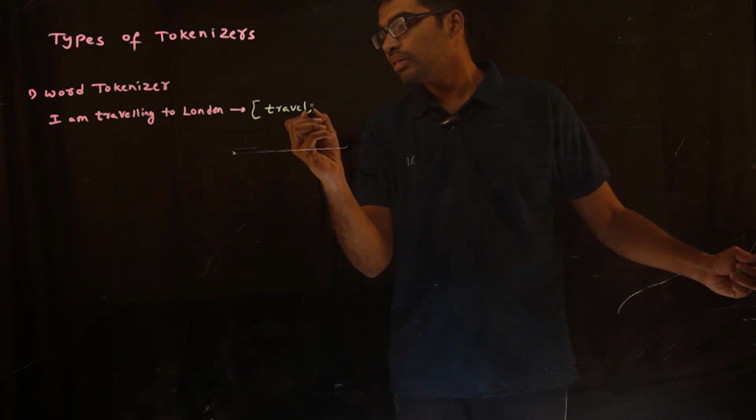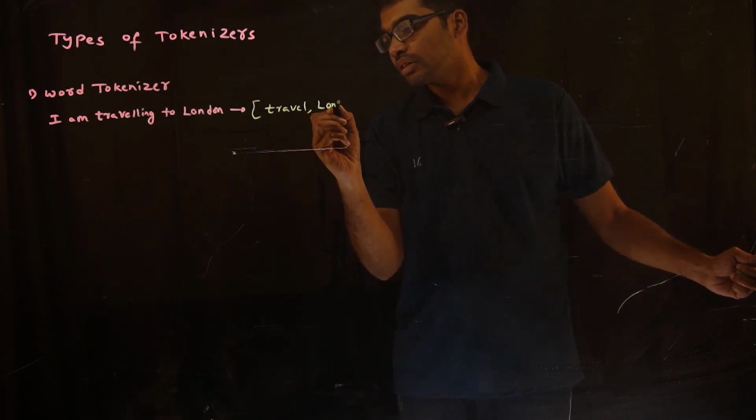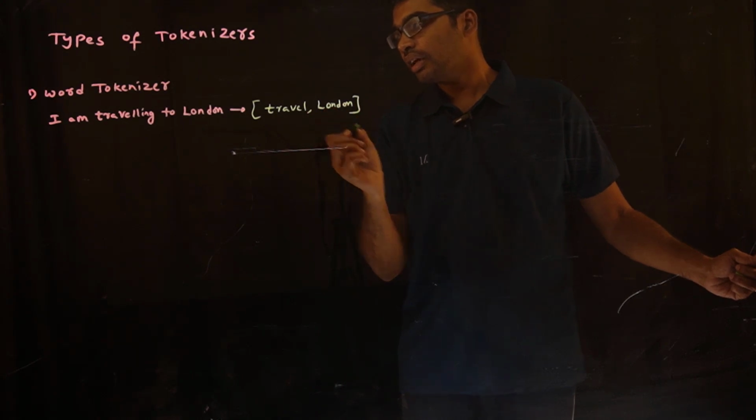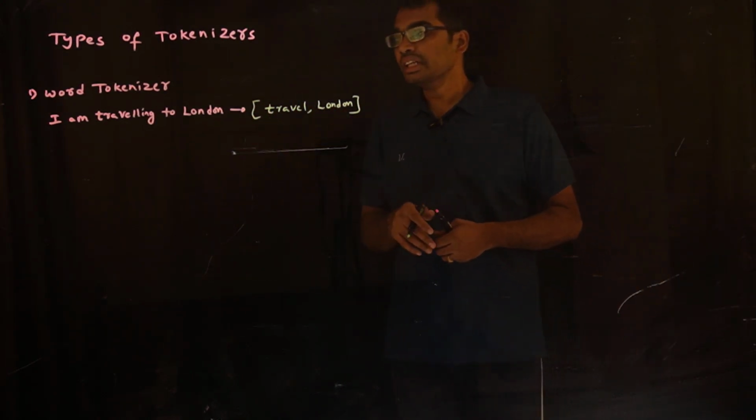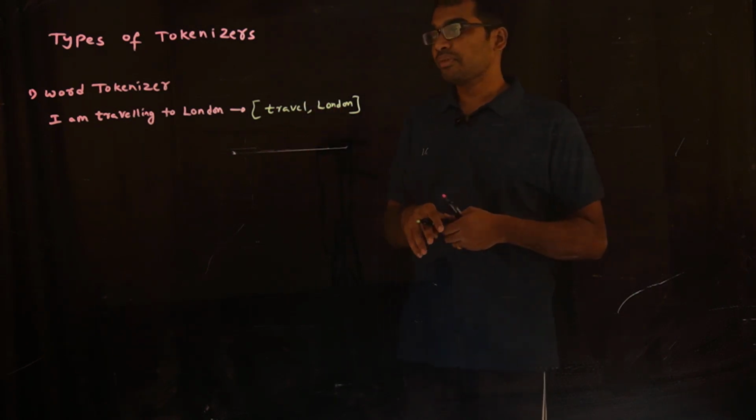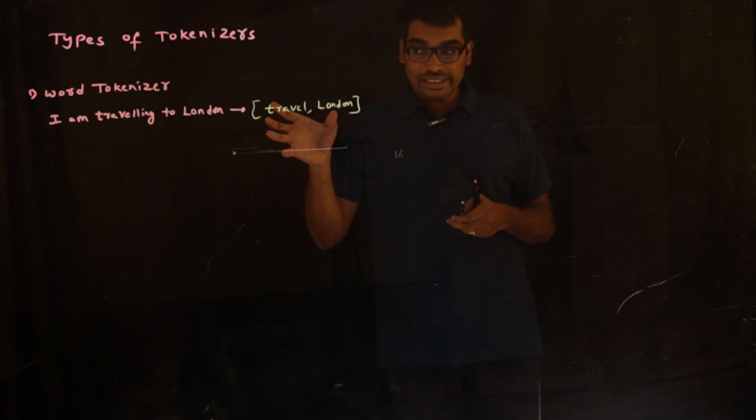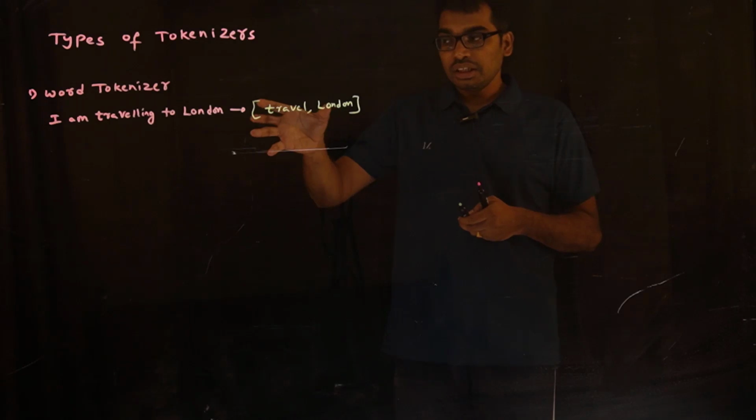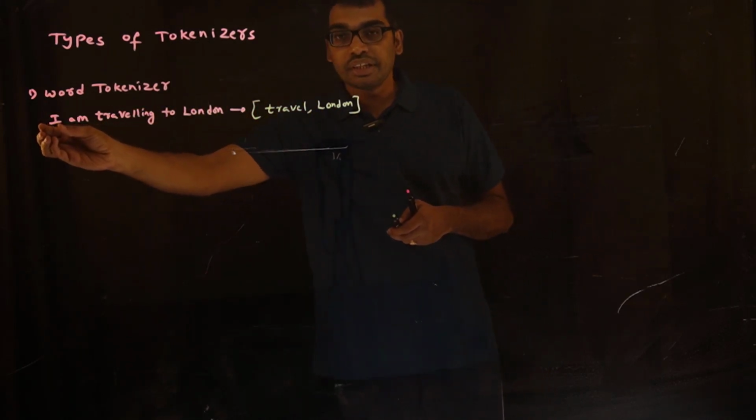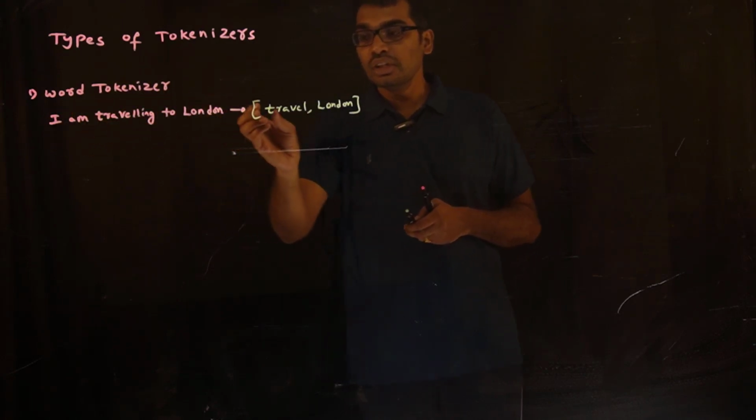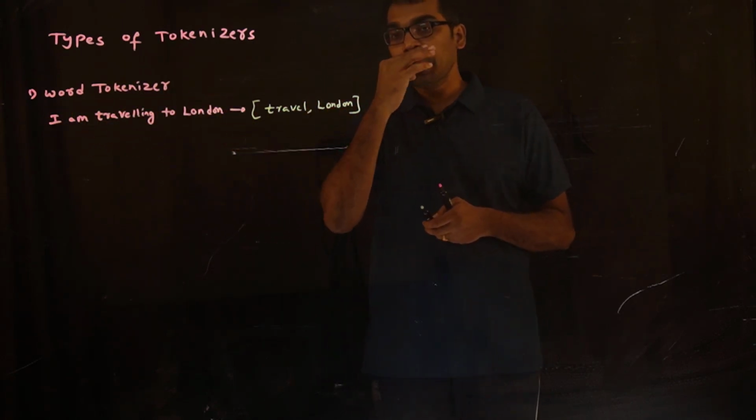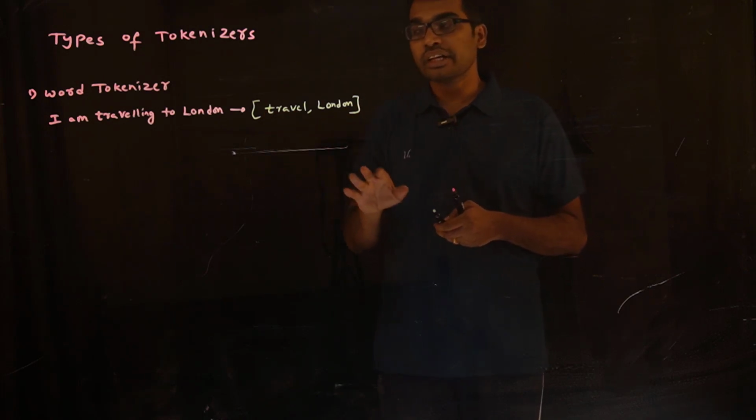and London. Because of the stop words, "I am" and "to" have been removed, and we also have stemming performed. So this word tokenizer basically breaks down each sentence into different words, and then you perform all the text cleaning. All this you can also do.